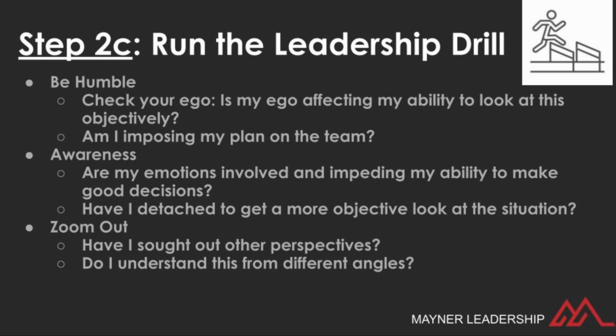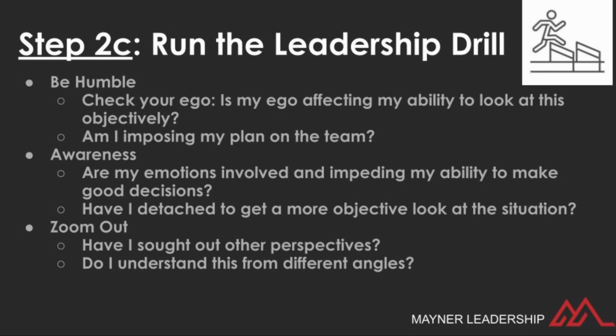So this should be better now that we're detached, we're objective, right? So are my emotions involved in impeding my ability to make good decisions? So it's like a yes or a no. It's either a check mark or it's a red X, okay, on that one. And then have I detached to get a more objective look on this? So remember, that is incredibly important, which is why we've pretty much put it in here twice in 2 different ways, one in humility and another one in self-awareness. So we're checking our emotions again. We're making sure that we're detached.